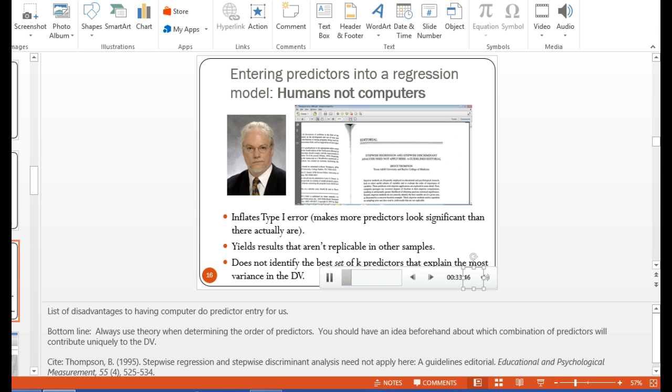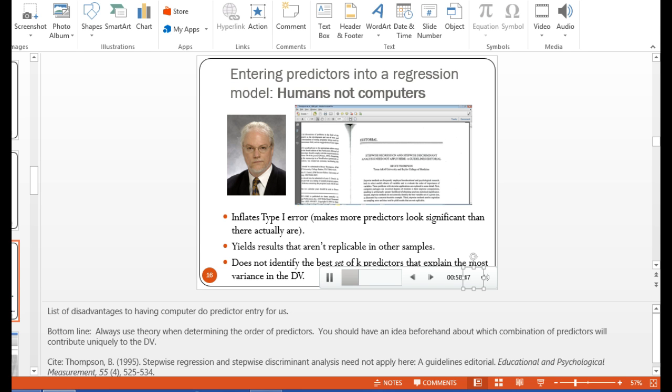So basically it makes more predictors look significant in the model than there actually are. This is because it does this iterative process, and it doesn't adjust for the type 1 error rate at each step of the way. So it's kind of analogous to ANOVA when we're doing many mean comparisons and we have to do a correction so that we're not inflating our type 1 error rate.